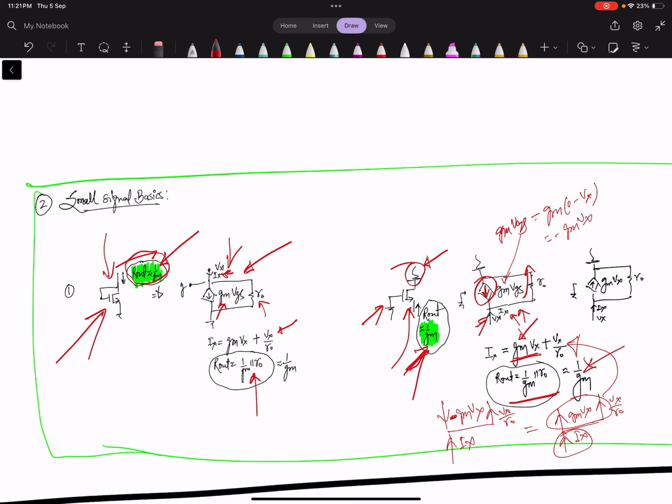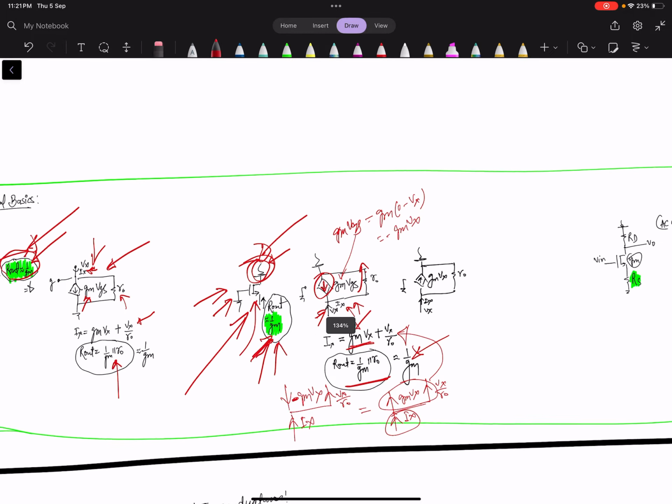So in both cases, when it is diode connected, it will be approximately equal to 1 by gm. And when looking from the source, the condition is that the drain is grounded in the small signal AC model, and the gate is also grounded, then only it will be 1 by gm. The point is both are 1 by gm.